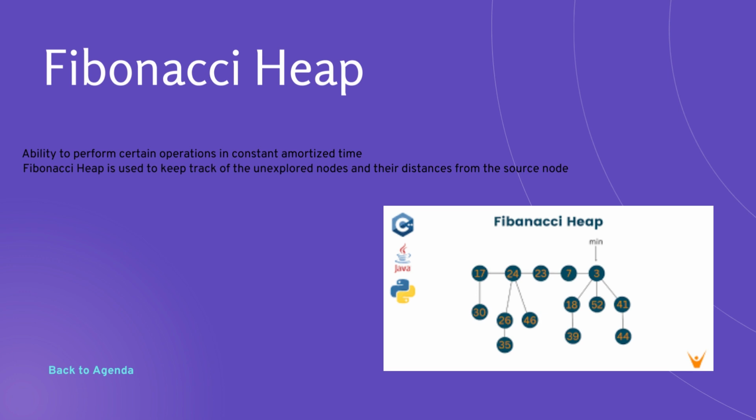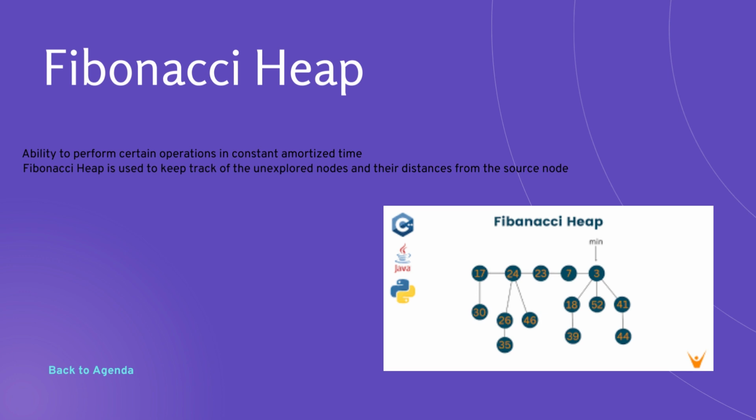The minimum heap property ensures that the key of the node is less than or equal to the key of its children. The main advantage of the Fibonacci heap over the traditional heap data structures is its ability to perform certain operations in constant amortized time. This makes it particularly useful in algorithms that require insertion and deletion of elements from the heap.